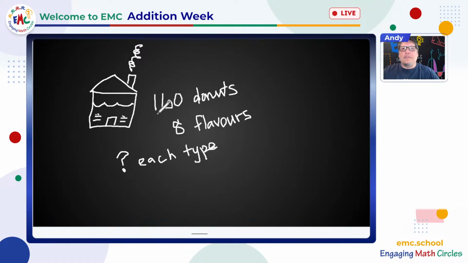Okay, so what do we have to do here? What operation? Anybody help me figure out which operation I need to use to figure out how many of each type if I have 160 donuts and there's 8 flavors? I guess I should make 8 shelves.